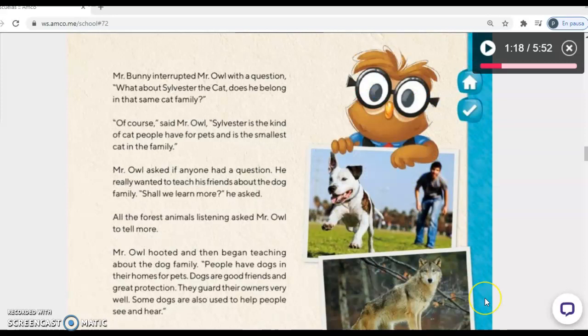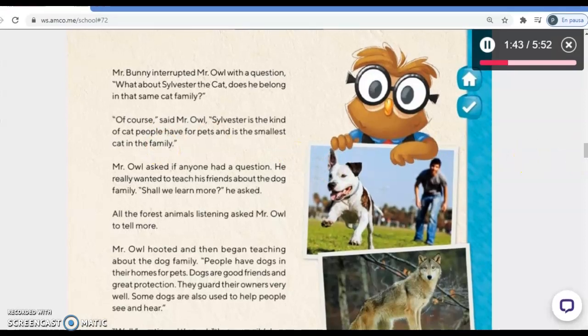Excellent. Now we are going to continue reading, so please follow the lecture with your finger. Okay? Here we go. Mr. Bunny interrupted Mr. Owl with a question. What about Sylvester the cat? Does he belong in that same cat family? Of course, said Mr. Owl. Sylvester is the kind of cat people have for pets and is the smallest cat in the family.